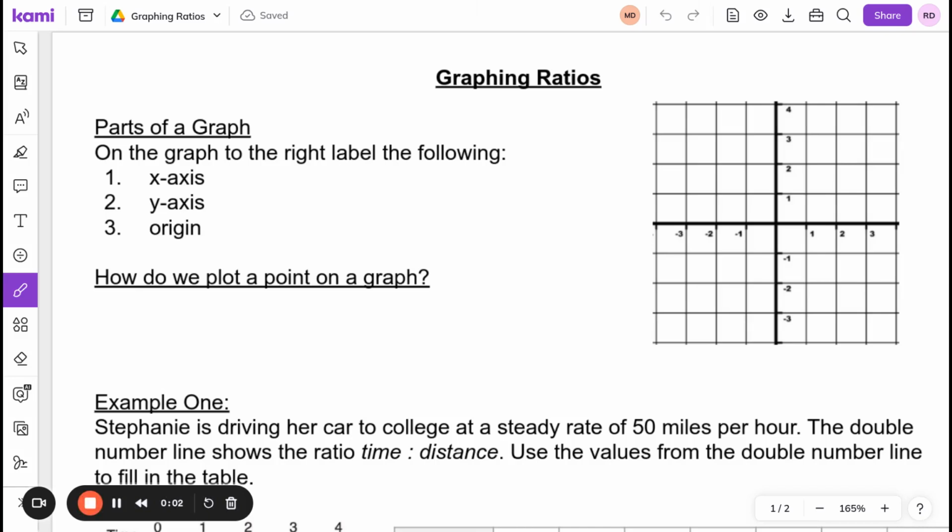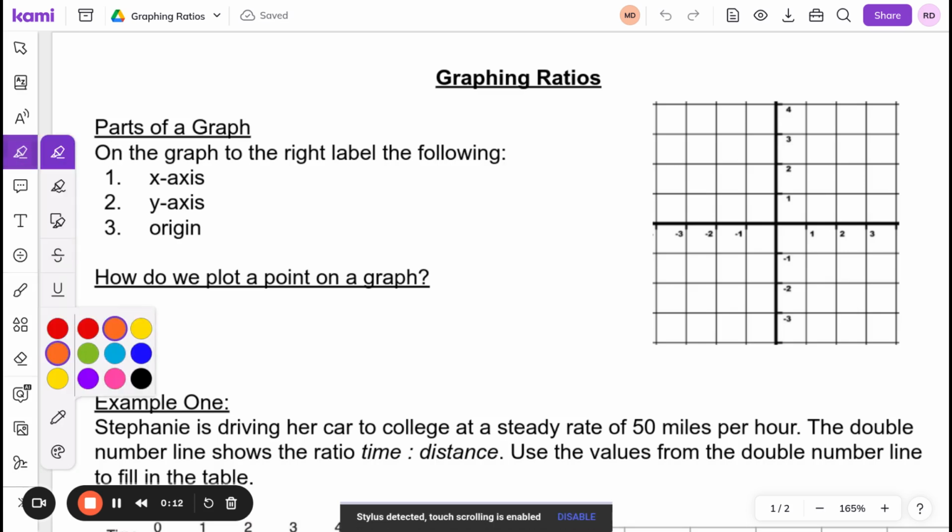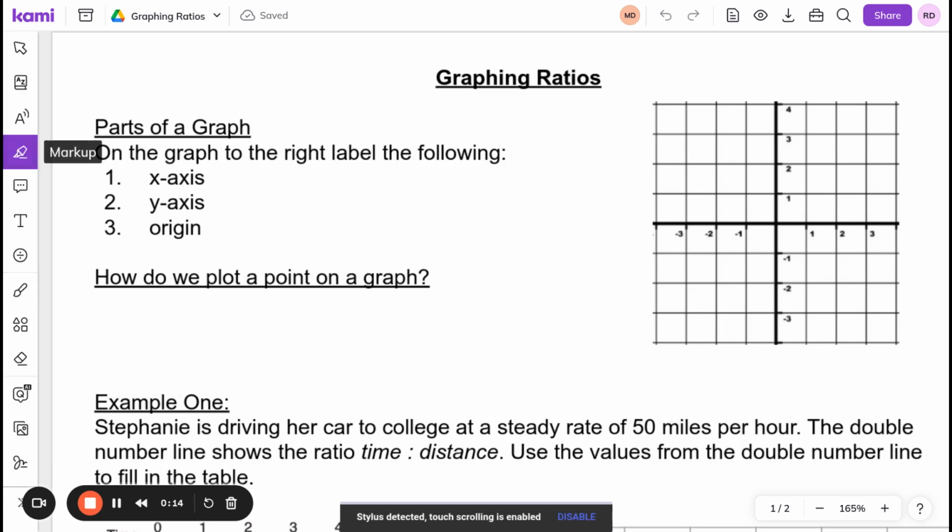All right, these are our graphing ratio notes. So we're going to start by reviewing the parts of a graph. It says on the graph to the right, label the following. So more than just label, I'm going to do some highlighting to help us out.